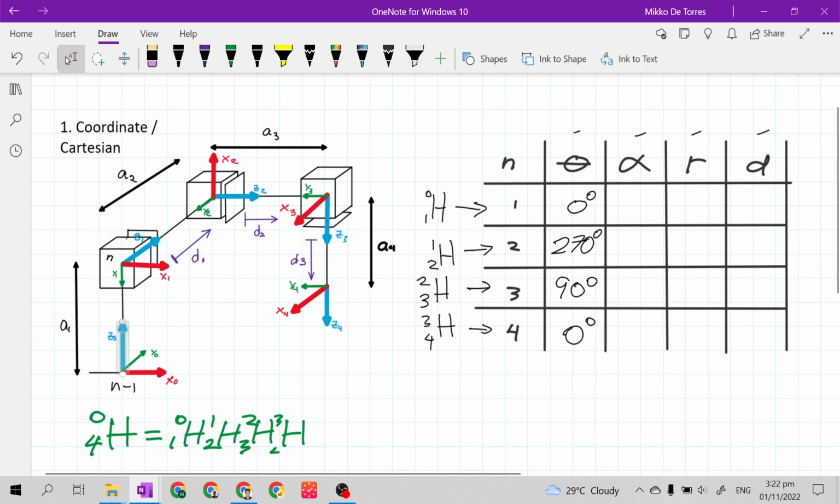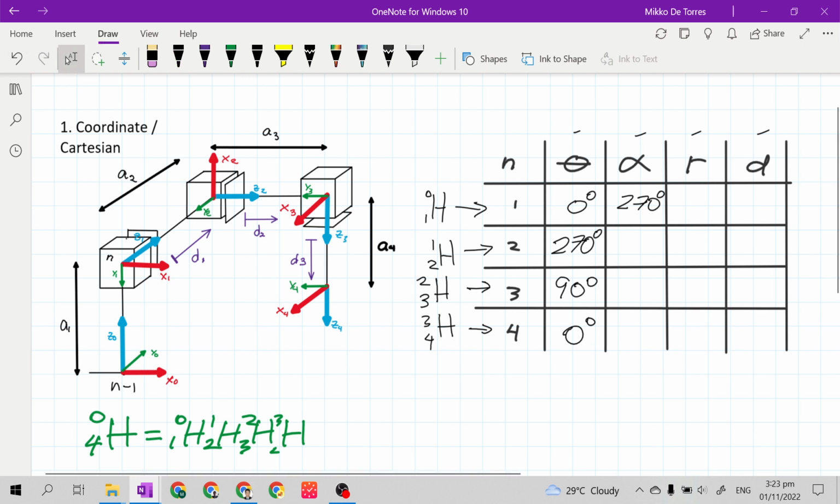Okay, so x sub 1 is the thumb, z sub 0 are the four fingers pointing upward. Then the direction of the closing of the four fingers will be the counterclockwise direction. So the amount of rotation to achieve the direction of z sub 1 is 270 degrees. Okay, this is 270 degrees.